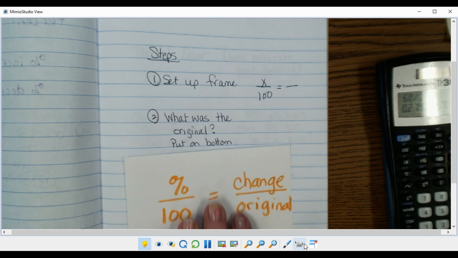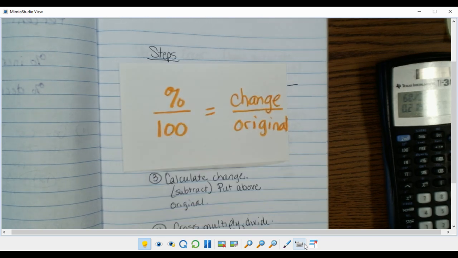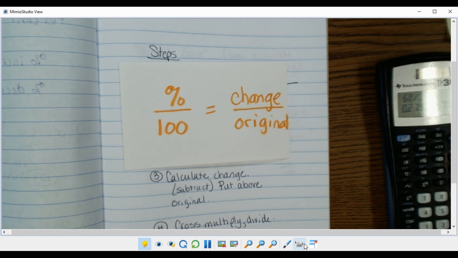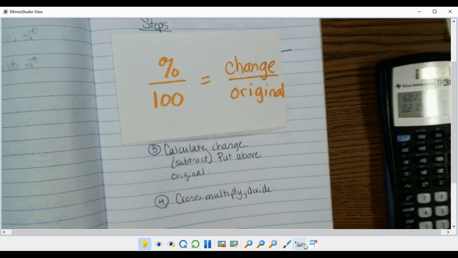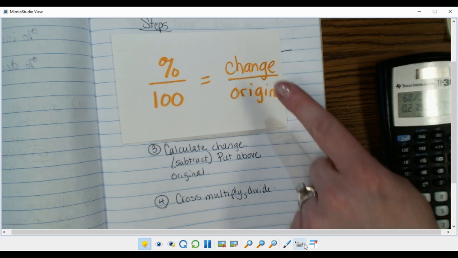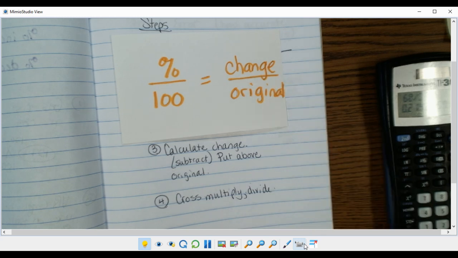Then you have to do subtraction. This is perhaps the step that causes the most headaches because students forget. You have to figure out the change. Simple subtraction, no hidden steps here. And then that's going to go on the top. The answer from the subtraction, that difference, is going to go on the top. And then you cross multiply and divide, and you get your answer. All right? Very similar to what we've been doing, just adding in another thing that you can do with it.